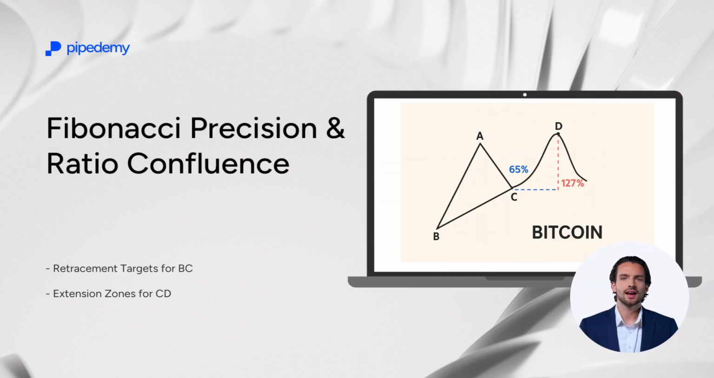In this section, we dive into how the BC leg typically retraces 61.8% to 78.6% of AB, while CD extends 127.2% to 161.8% of BC. Perfect confluence or symmetry, AB approximately CD in length and duration, further validates the pattern, boosting your trade's statistical edge. A chart of Bitcoin demonstrates BC retracing about 65% of AB, with CD extending to 127%, completing the pattern cleanly.